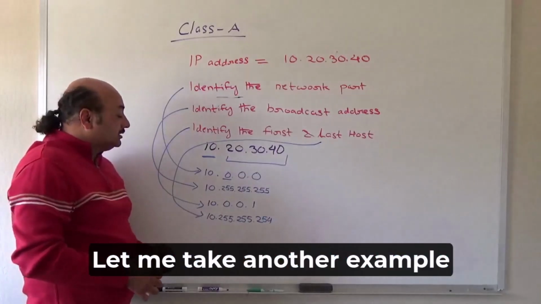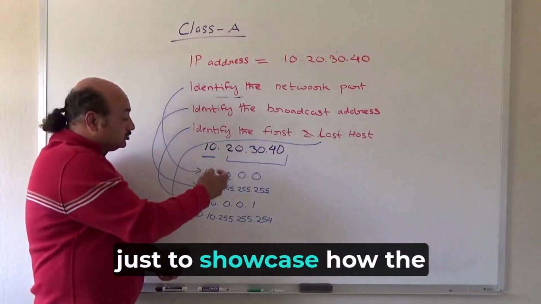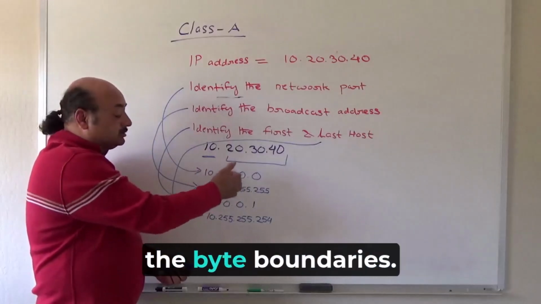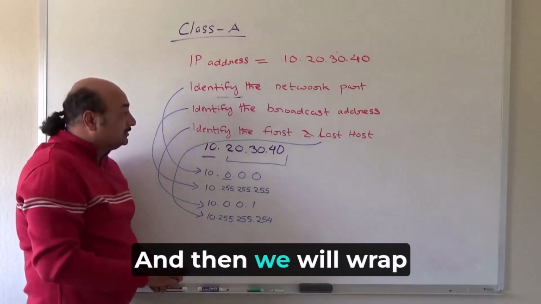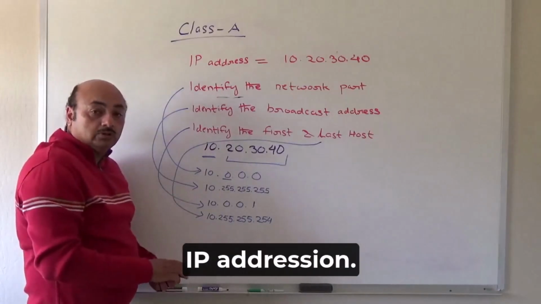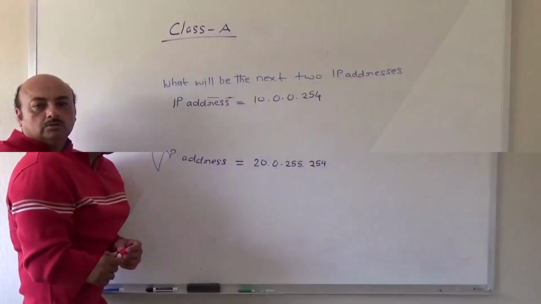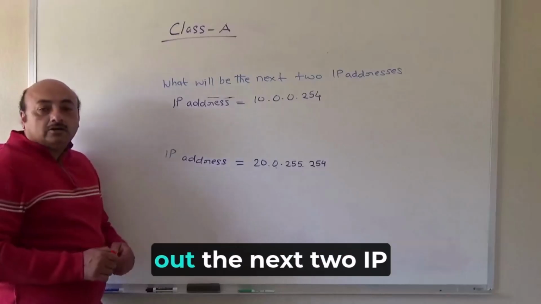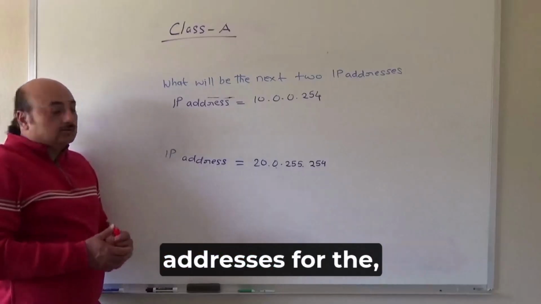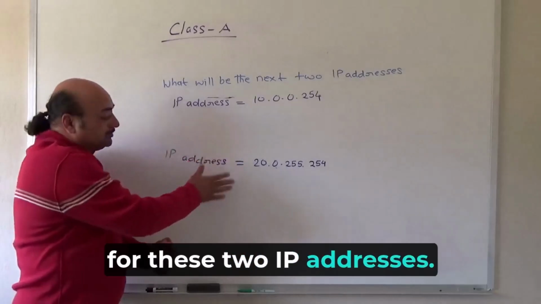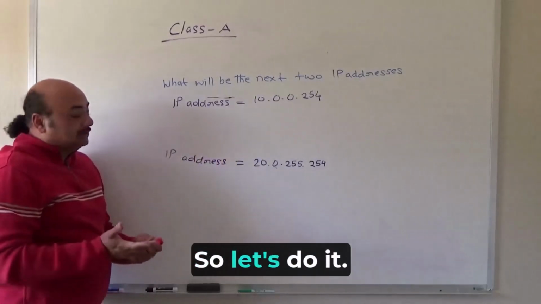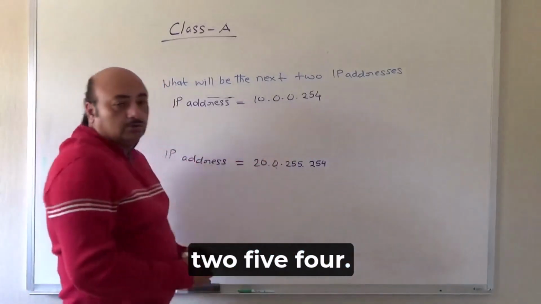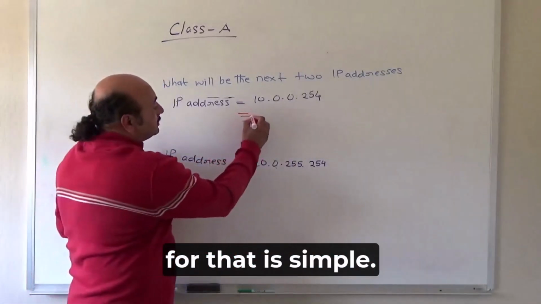Let me take another example just to showcase how the host values increment across the byte boundaries. Okay, and then we'll wrap up the classful IP address discussion. The question is, we have to find out the next 2 IP addresses for these 2 IP addresses. So let's do it. The first IP address is 10.0.0.254. Obviously the next one for that is simple.